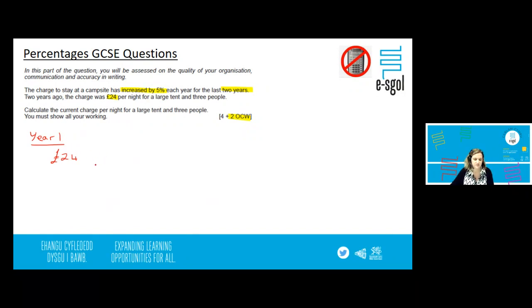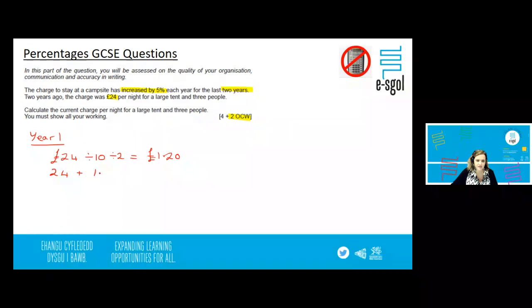So we need to find 5%, and we've done this already tonight, where we divide by 10 to get 10% and then half that answer. So that comes out to be £1.20. And if you notice now, I'm putting my pound signs on these answers because it is an OCW question, so the units are important. Then because it's an increase, we're going to add that on to what we started with. So £24, add on the £1.20, that is now the increase, giving us £25.20.